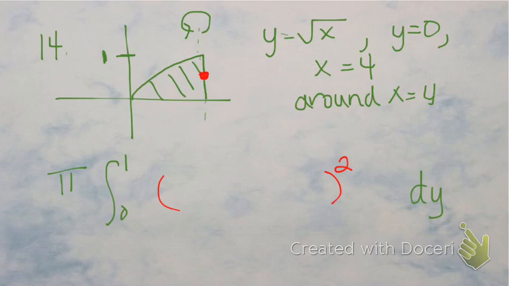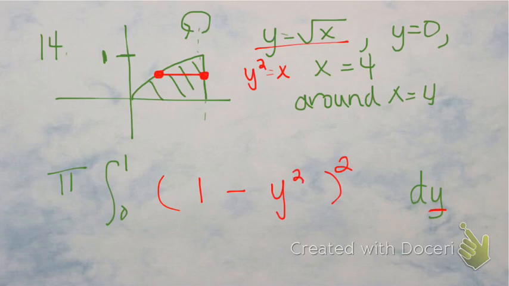Start where you're rotating, and go to the outside, so you're rotating around 1, so 1 minus the function. I can't put square root of x in there, because that's a y. So solve this up here. That would mean y squared equals x if you square both sides, so that would be a y squared.